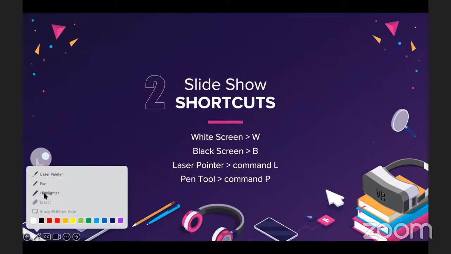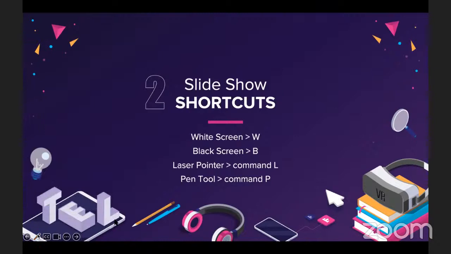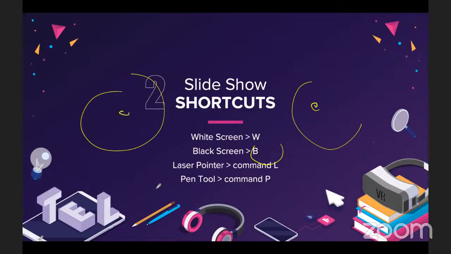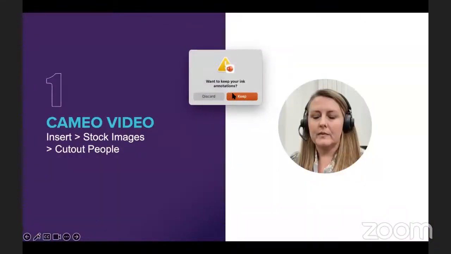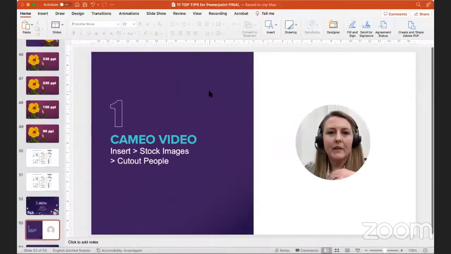So to quickly get the pen tool, again, you can press Command P, or you can come down to the bottom here. And when you select your pen tool, you can change the color of the pen, and you can annotate your presentation, so that you can highlight a couple of points to your students. And when you escape from this, you can actually save these annotations. However, I'm not going to keep them. I'm going to discard them because last time I did this, it took a very long time.